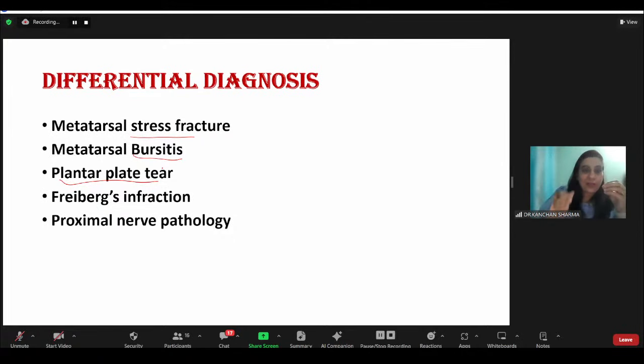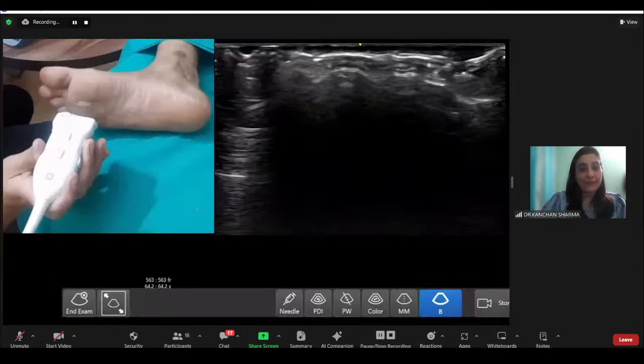So this is something which will be covering the head of your metatarsal and going up to the proximal phalanx, where in the hand you have your pulley system. And here you have your tendons, which will be just crossing over it. Now, Freiberg's infarction is, of course, where you have the collapse of the head of the metatarsal. This also you can very well find out with your ultrasound. And of course, if you give some kind of injection and it is not even getting relief, think of proximal nerve pathology as well.